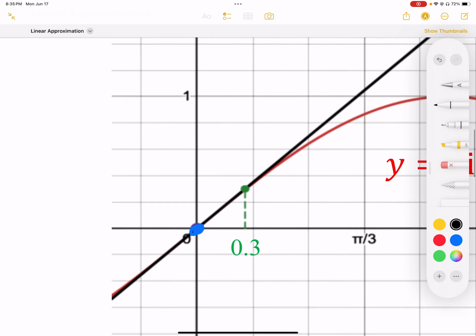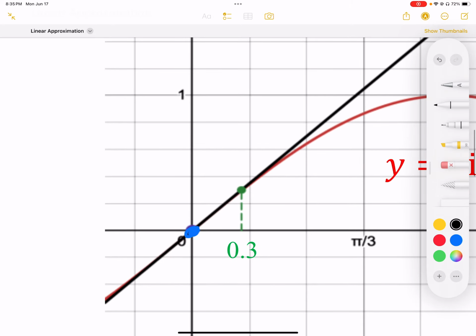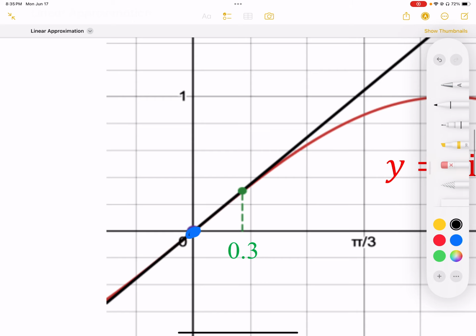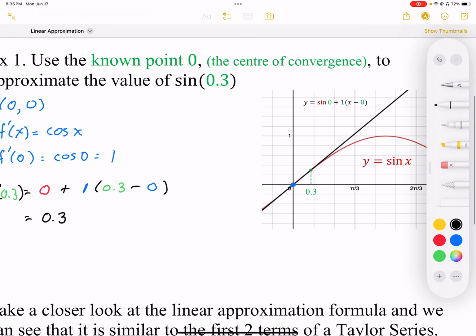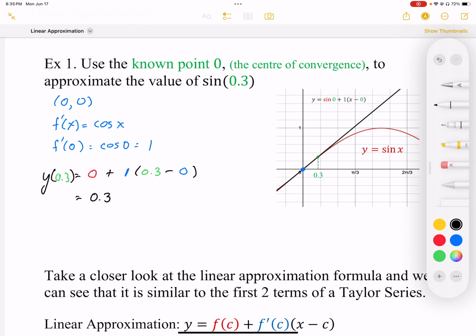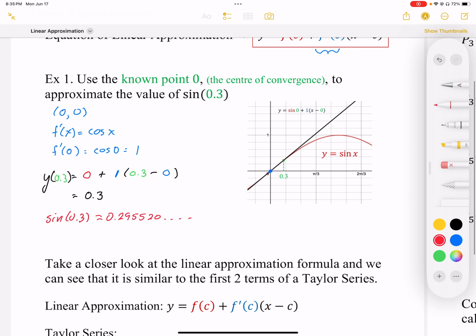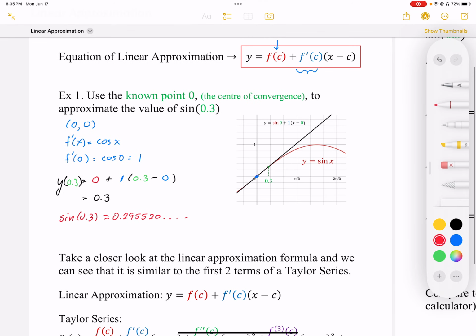On our graph, we can see that 0.3 is actually very close to the sine graph. If we use that linear equation, that ends up being just y equals x, and we get 0.3 as our approximation. The actual value of sine of 0.3 works out to approximately 0.295520, and it just kind of keeps on going. Okay, so that's linear approximation. This is something we've done before. Now, why are we revisiting this?